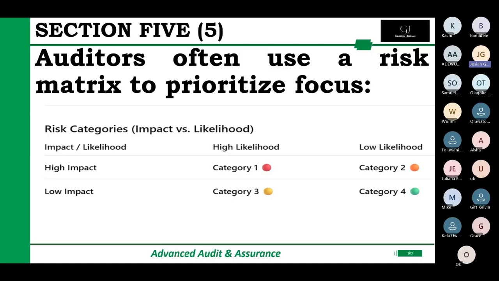So auditors often use a risk matrix to prioritize focus. For the impact and likelihood, you look at it from a high, medium, low perspective. So the high impact, you categorize it red, and the low impact, you categorize it yellow, and the medium impact, you categorize it amber. And if the risk will not crystallize, you look at it as green. So these categories are what auditors and risk managers use to categorize risk.